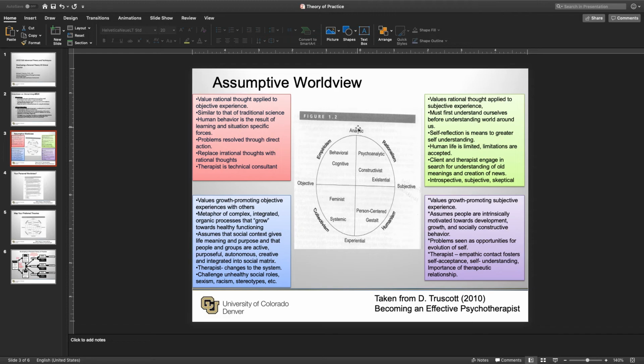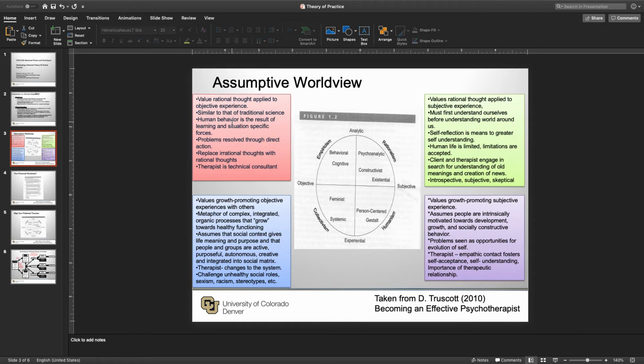And whether it's going to be analytic, meaning I am the expert, or experiential, and that the client is the expert, and our job is really to help them begin to experience their reality in a way that either promotes change or promotes staying the same. And so if we take Truscott's four quadrants and we begin to look at empiricism and the idea that values relational thoughts, and it applies to objective experience, and the idea of again, objective experience is what can be observed and what can be measured, kind of similar to traditional science.